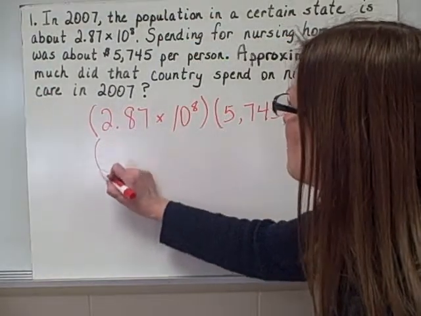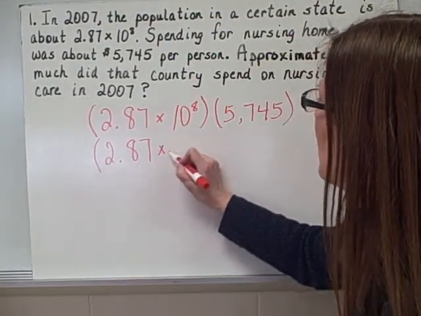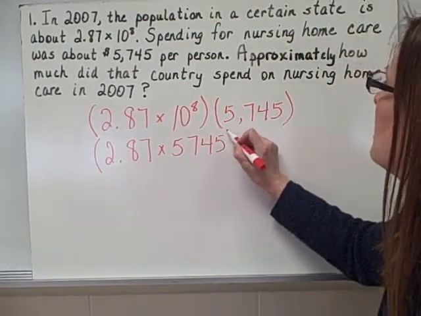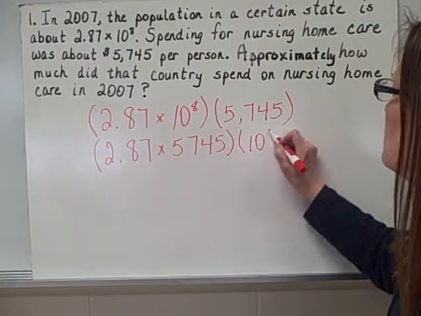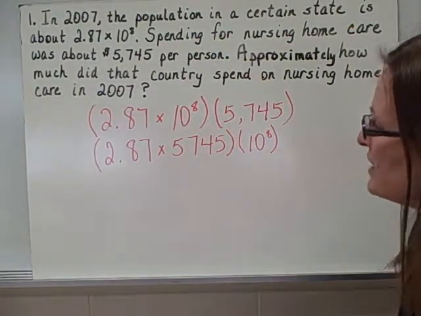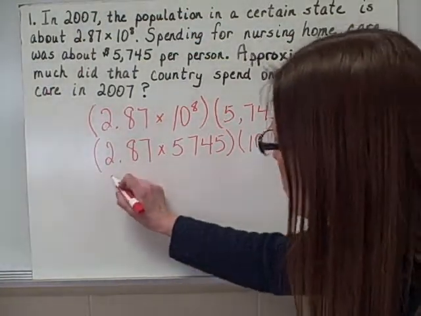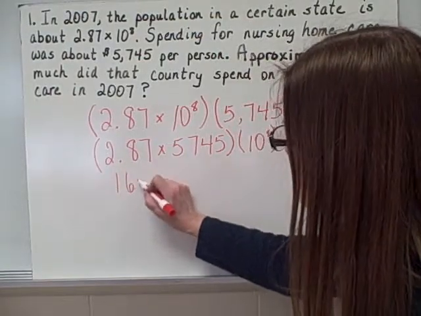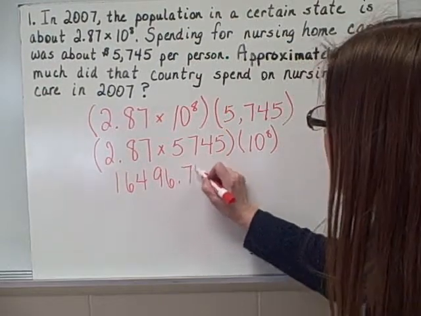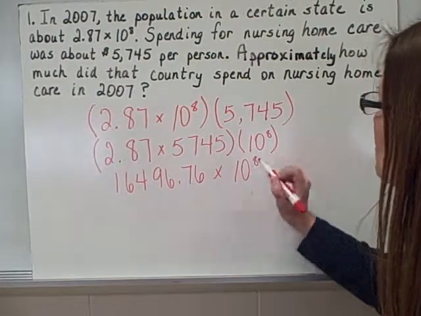I'm going to take the decimal number out of my scientific notation and multiply it by the dollar amount. And then we will bring the scientific notation form back. 2.87 times $5,745 is equal to 16496.76 times 10 to the 8th power.